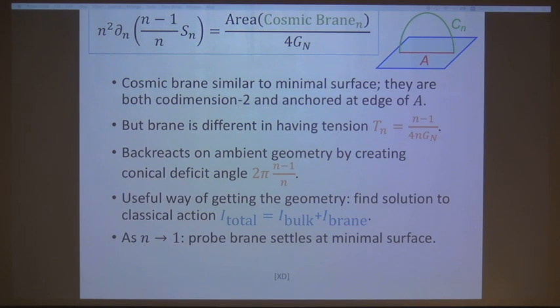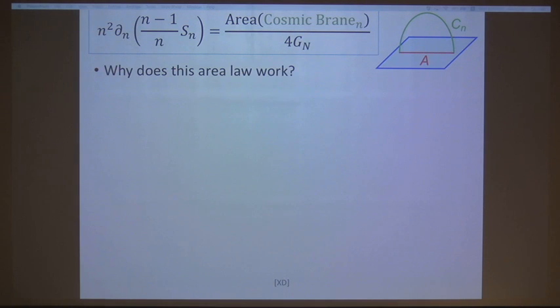Consistency check is as n goes to 1, the brane should become a probe brane because the tension goes to 0, so it settles at the minimal surface and it agrees with the Ryu-Takayanagi formula. So this can be thought of as a one-parameter generalization of the RT formula. Just a little bit of intuition about why does this work?